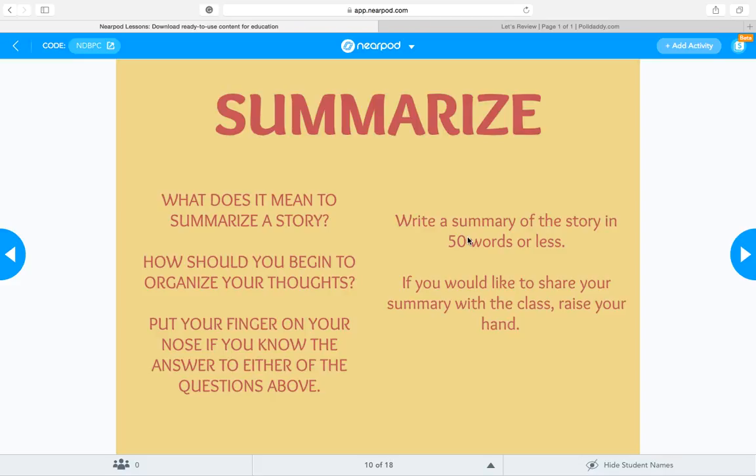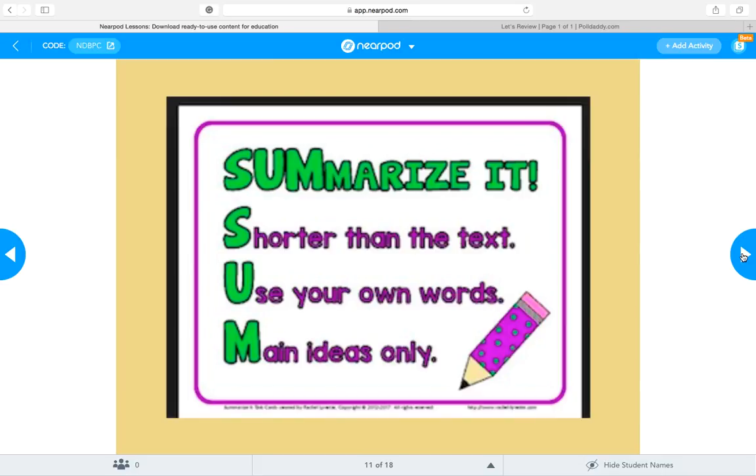So then after we all shared, I would ask them to write a summary of the story in 50 words or less. And then it says, if you would like to share your summary with the class, raise your hand. I decided to include 50 words or less because the big idea with summarization is to only include the main ideas and to condense what the text says instead of writing verbatim what they read. And then I thought it'd be a great thing to share because, of course, fourth graders, fifth graders, sixth graders, they love collaborative learning, especially when they get older. So I thought that'd be great to include.